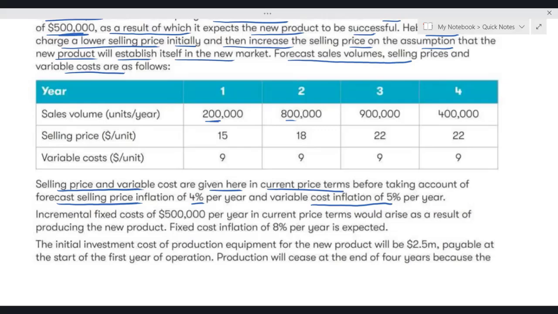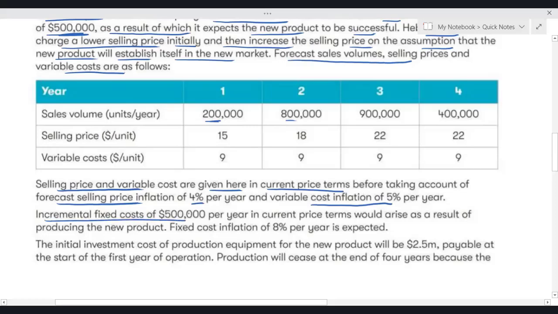Nothing is mentioned. If nothing is mentioned, then whatever cost of capital is given to us, we will always assume that cost of capital is nominal. But I did say, mention one thing, if nothing is mentioned in the question, then given cost of capital is always assumed as nominal.